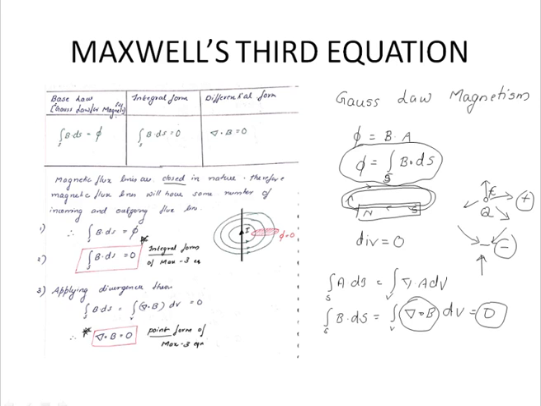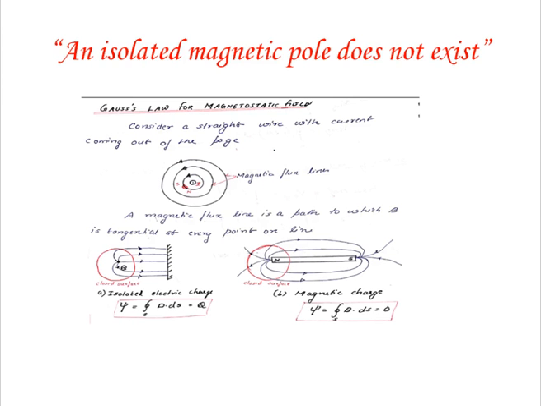So in generalized form, this is the base law, considering Maxwell's equation: surface integral of B dot ds equal to 0, which is in the integral form, and the point form or differential form, del dot B equal to 0. Right? In detail, we can say an isolated magnetic pole does not exist.